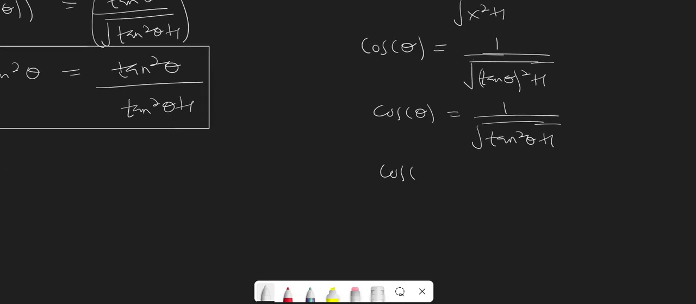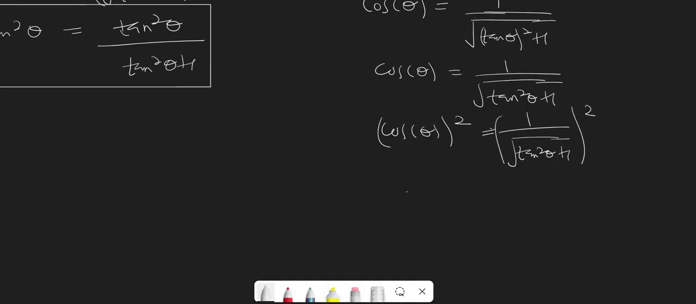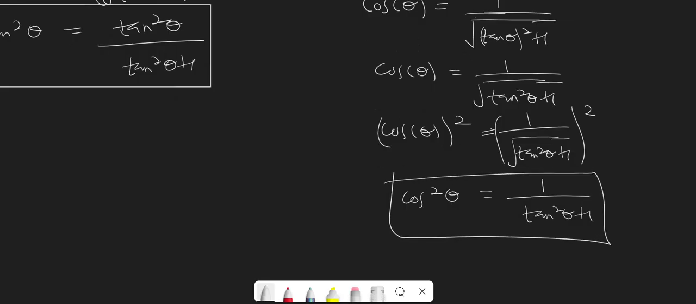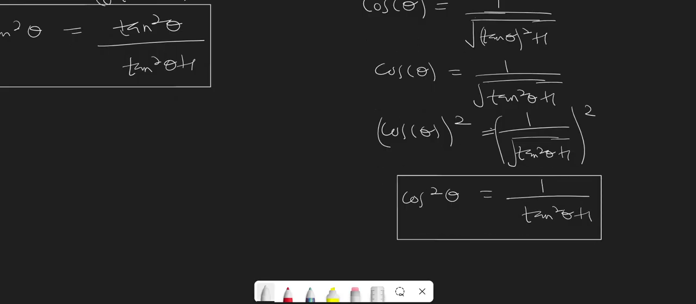So we can square both sides. The left hand side becomes cosine squared theta, which is equal to 1 over tan squared theta plus 1. And this is equal to the expression that we wanted to prove.